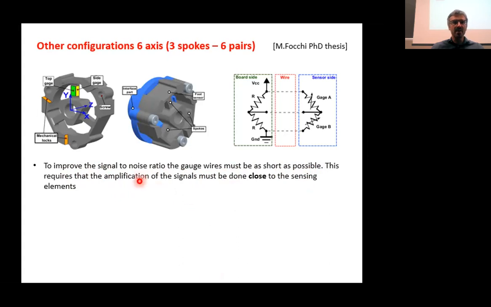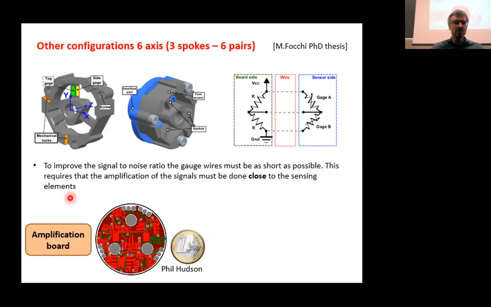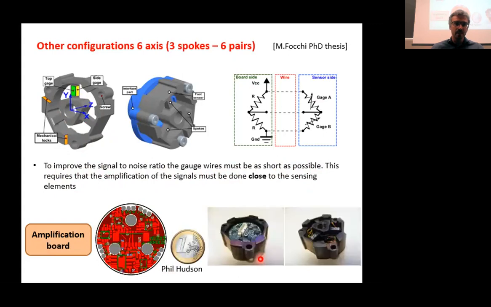And this means that amplification of the signals should be done very close to the sensing elements. For doing so, we designed an electronic board that is attached exactly on top of the sensor. And this was the real prototype that we were building. Also, the ATI sensor has the amplification board inside the cage of the sensor.